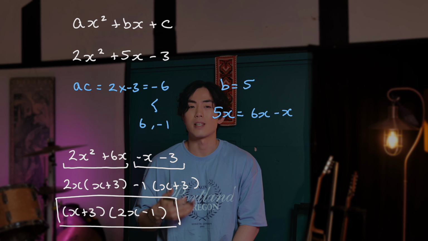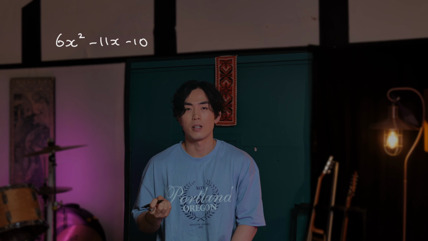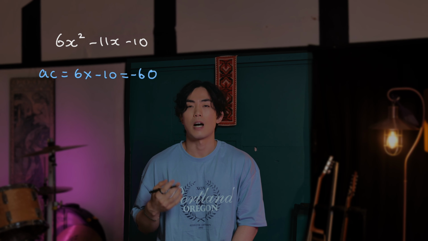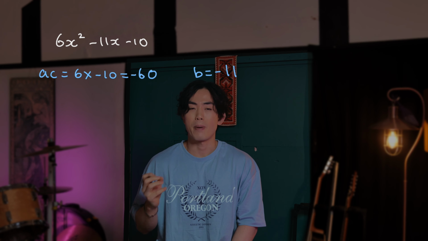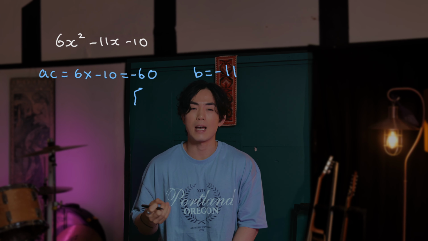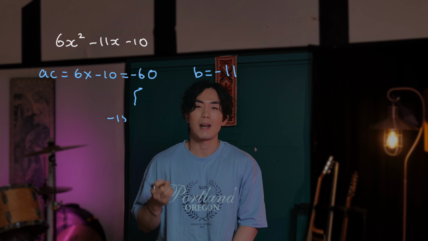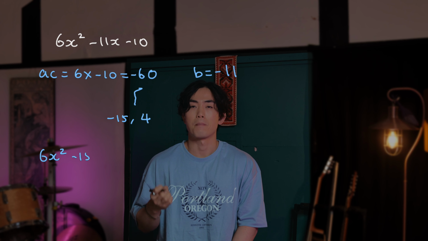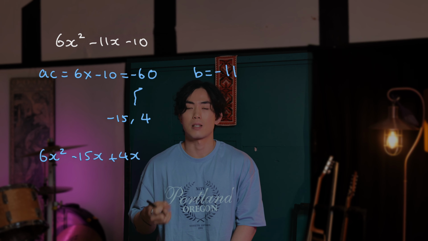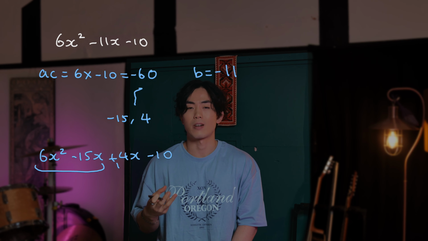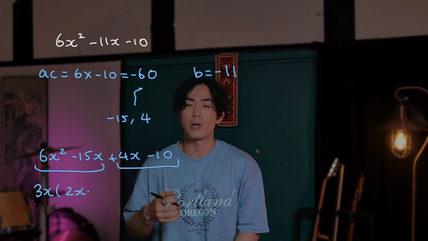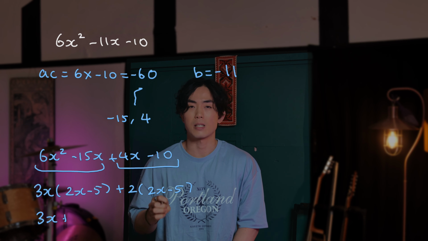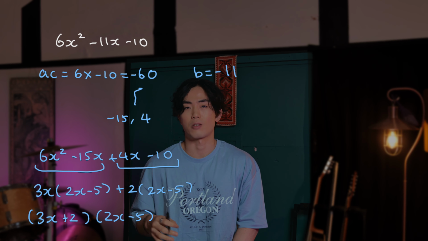Let's look at another example. So there's 6x squared minus 11x minus 10. First thing, finding AC, 6 times minus 10, minus 60. Our b is minus 11, and we're to find a pair which will multiply to minus 60 and sum to minus 11. This is going to be minus 15 and 4. So once again, I can rewrite that as 6x squared minus 15x plus 4x minus 10. And now I go ahead and factorize each one. So I have 3x and then 2x minus 5, plus 2 and then 2x minus 5, and therefore I can get 3x plus 2 and then 2x minus 5 as my factorized form.